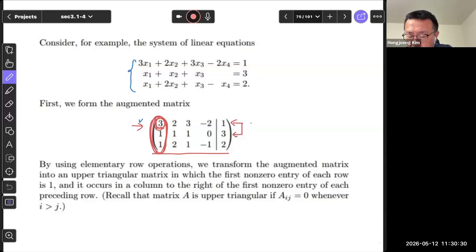You may interchange the first row with the third row, that is also possible. Or you may multiply one third to the first row entries. Okay, these are all possible. There is no one fixed way. You can do any of these three ways, then you will have one. Then, of course, depending on your choice, the entries may be different.